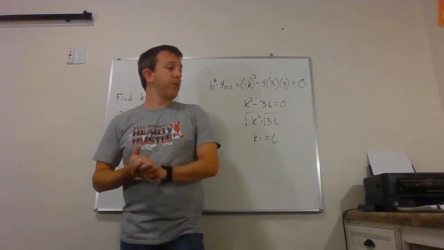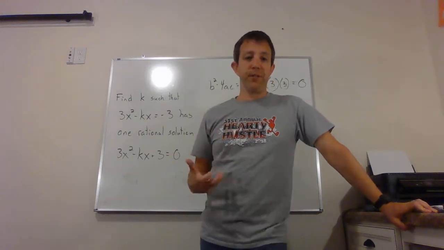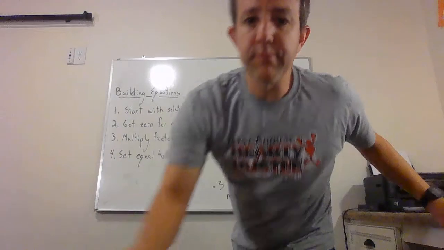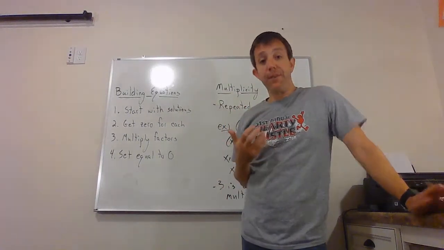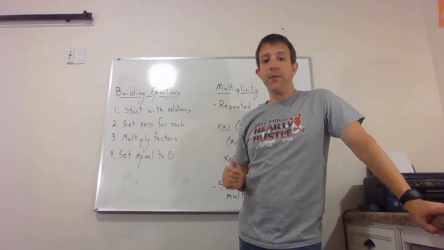All right, so now we're going to go on to the next board. We're going to look at how we can build equations if we already know the zeros. So let me get that set up. All right, on this board, we're going to lay out everything we need to start building equations, and then on the next board, we'll start doing some examples.